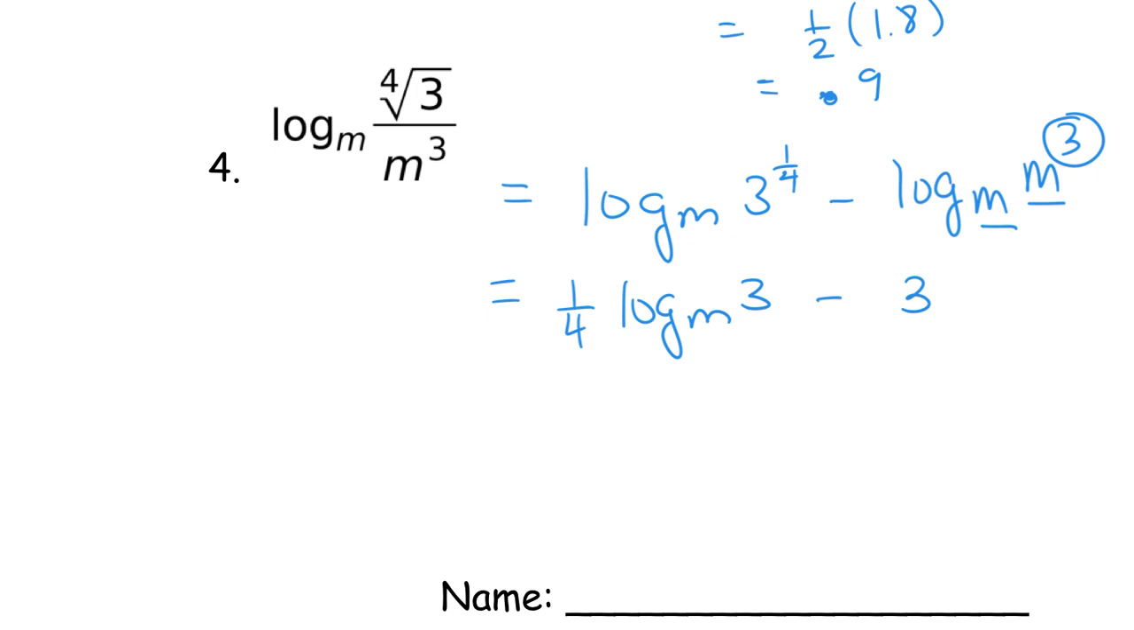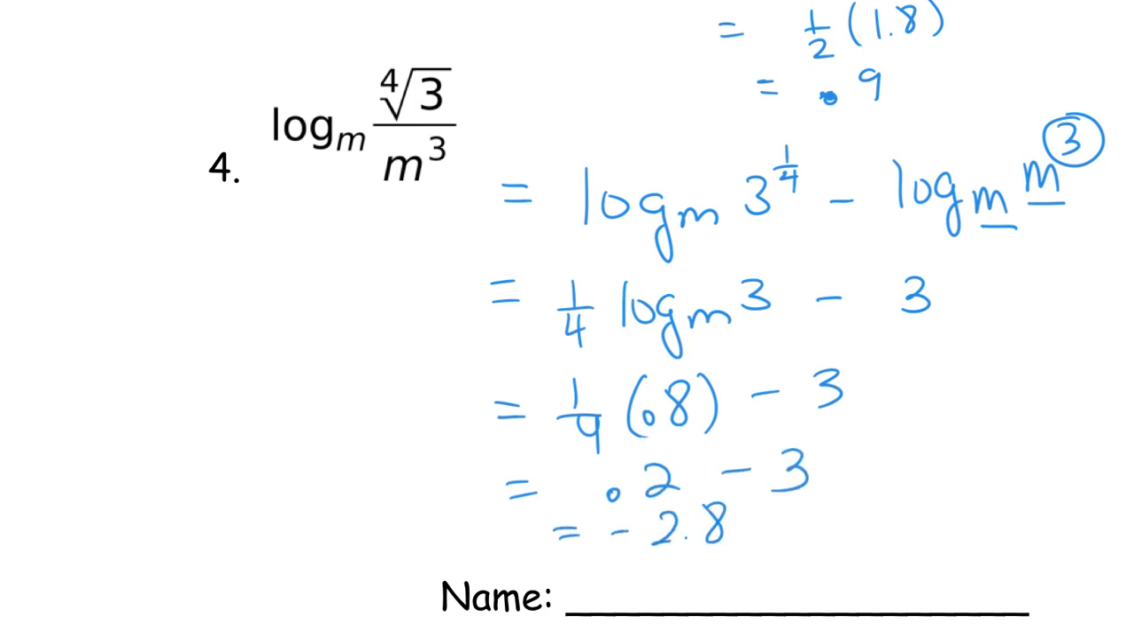If the base and the number are the same, there's your answer right there. Because a log is an exponent, right? So then I have 1/4, and this stuff equals what? 0.8 minus 3. So we got 0.2 minus 3, which gives us negative 2.8.